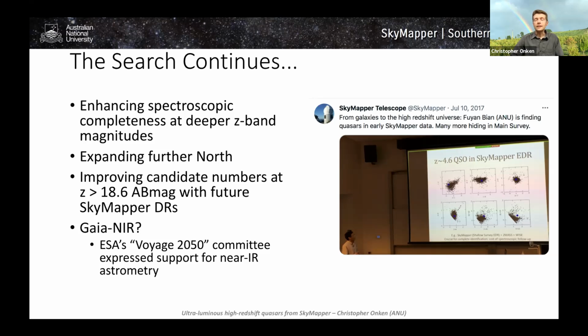And we think that future SkyMapper data releases will greatly improve the number of candidates at those fainter magnitudes. And in the long run, perhaps a near-infrared version of Gaia would be useful for discovering these even higher redshift objects than we're able to probe at the moment. And just last month, the idea of a near-infrared astrometry mission was included as one of the things that the Voyage 2050 committee had supported through one of the recent ESA committees.